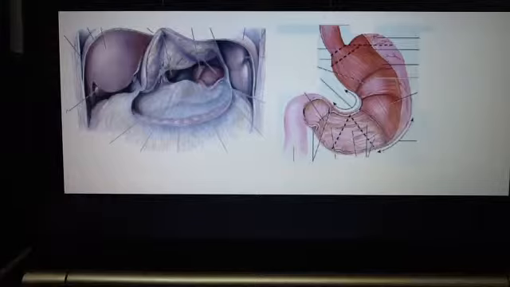And then we have the interior gastric folds. And when we think of the interior gastric folds, we should think of the rugae. So these are the basic parts of the stomach.